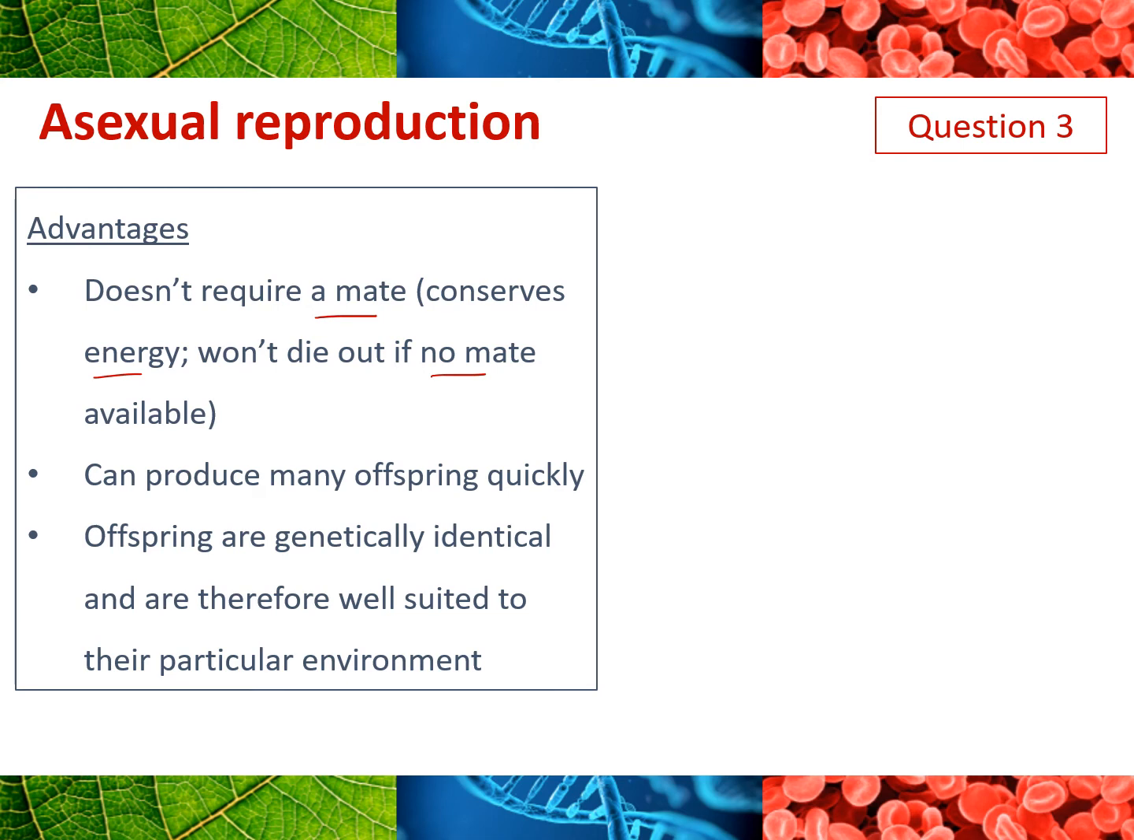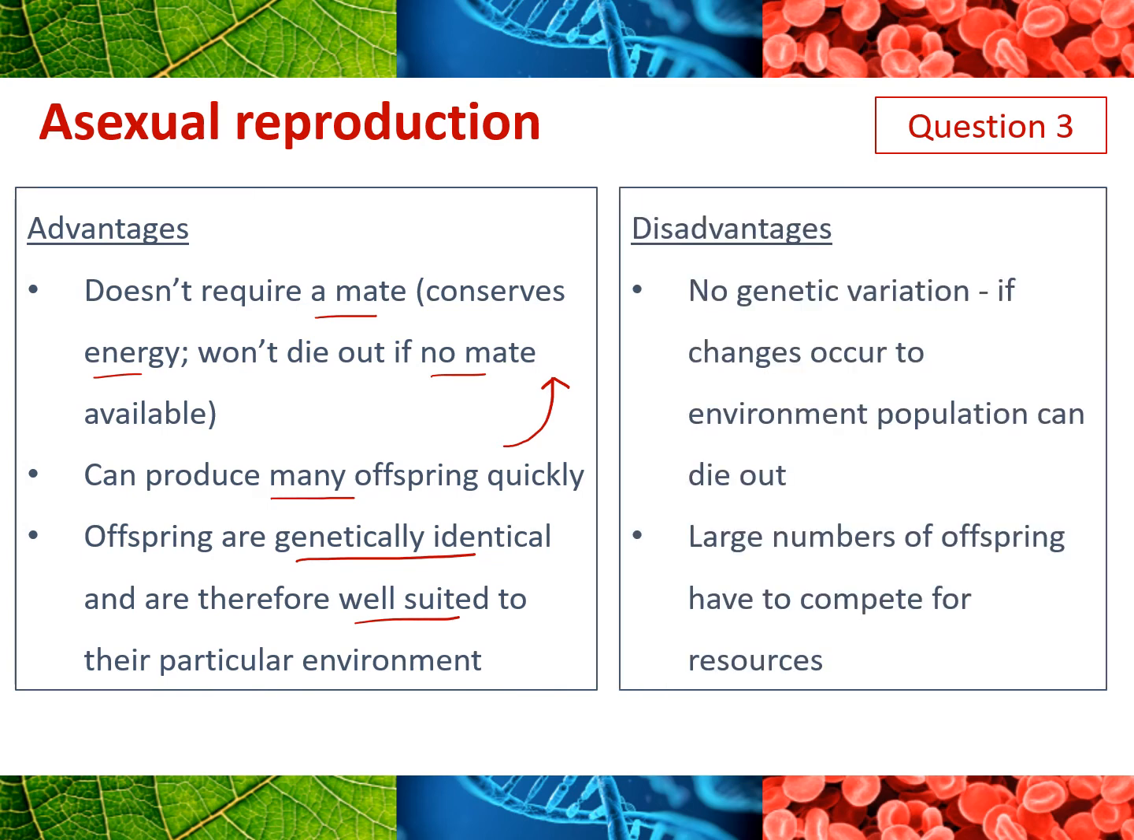It's usually very, very fast, so can produce many offspring quite quickly. If you think back to the binary fission and that exponential reproduction rate, that can happen very, very quickly. Same thing with yeast, with the budding, they can produce multiple buds quite quickly. Another advantage is because all of the offspring are genetically identical, if the parent was well suited to their environment, then the offspring will be as well. So if the parent is surviving really well in a particular environment, all of the offspring are going to survive well in that environment.